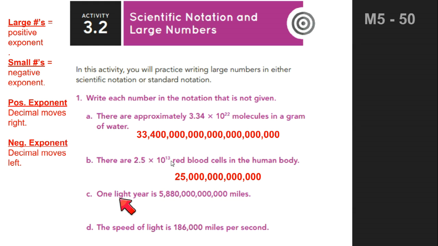Okay, let's look at C. C says 1 light year is, and they give us this humongous great big number. And remember, we have to write it the opposite way. So we have to write this in scientific notation. Our answer needs to look like our examples were in our first two. Remember, scientific notation is always a number, that mantissa, times 10 to some power.